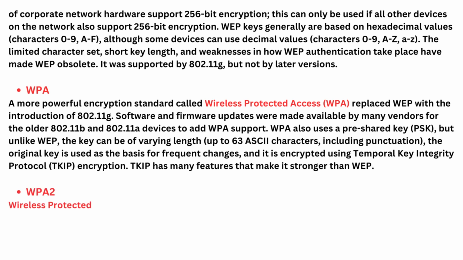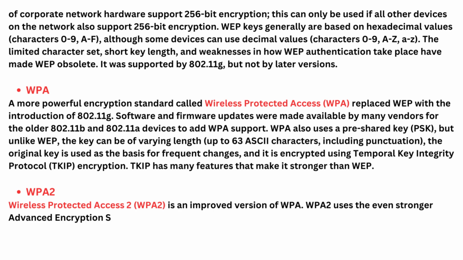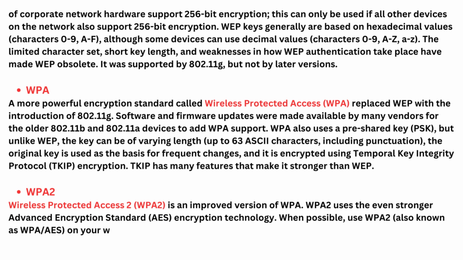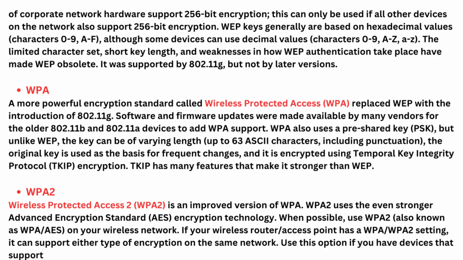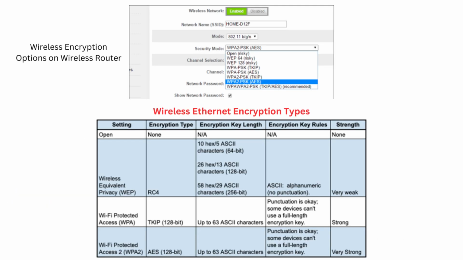WPA2. Wireless Protected Access 2, WPA2, is an improved version of WPA. WPA2 uses the even stronger Advanced Encryption Standard, AES, encryption technology. When possible, use WPA2, also known as WPA-AES, on your wireless network. If your wireless router access point has a WPA-WPA2 setting, it can support either type of encryption on the same network. Use this option if you have devices that support WPA but do not support WPA2. Wireless Ethernet encryption types.